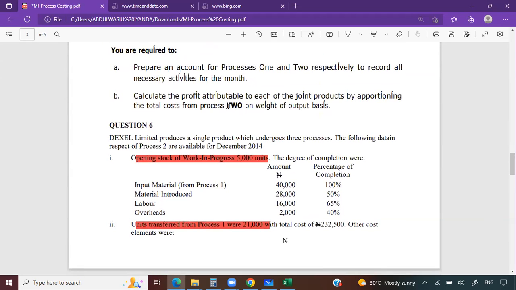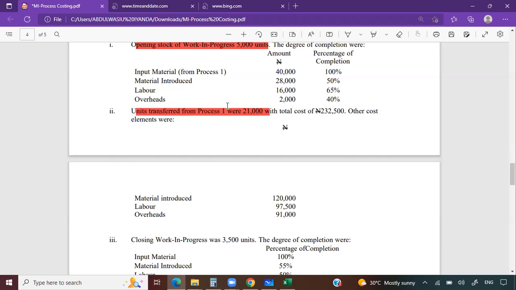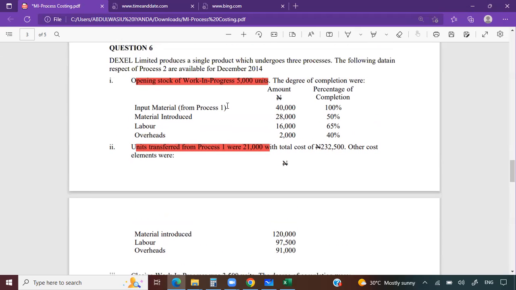What happened here? This company has 3 processes. The information that we are given now is for process 2. Process 2 receives output of 21,000, that is additional information 2. They receive finished goods of 21,000, and this is their cost. Process 2 also receives work in progress of 5,000 units from process 1, and this is the degree of completion.